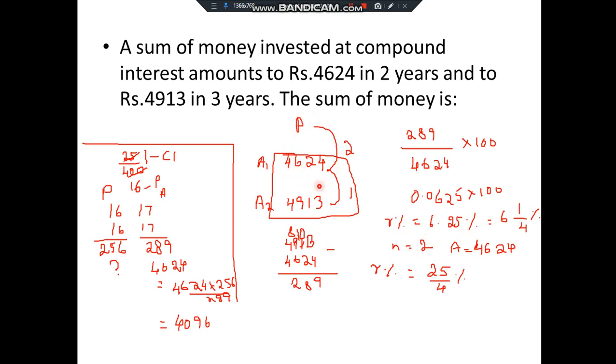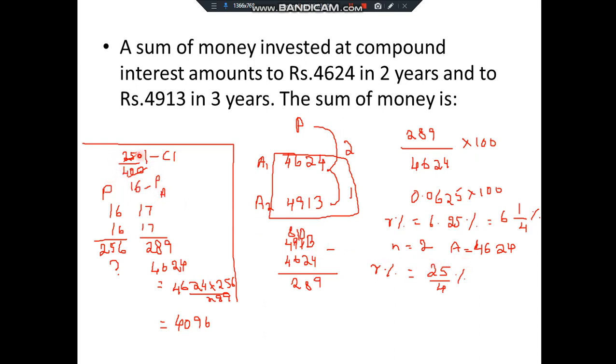Now take the first part, that is the unknown part. Using principal, A1 and number of years we can find it. See, the R percentage you have got as 6 1 by 4 percent and the number of years remaining is 2 years, right? And the amount is 4624. So using this information you can find P, right? Yes, you can go with the fraction method and find the principal. I have given that on the left hand side.